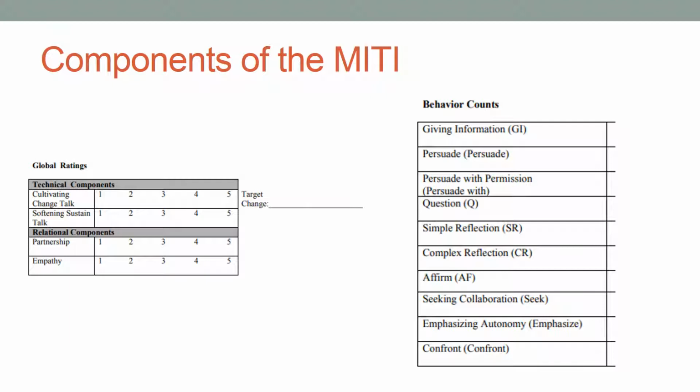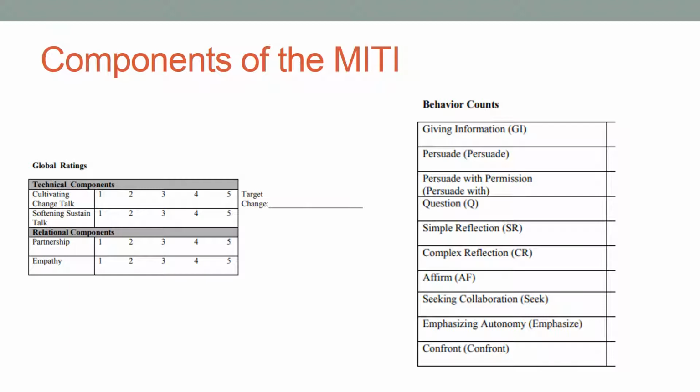So how do the global scores work? Well, global scores are intended to capture your overall impression of how well or how poorly you meet the description of the dimension being measured. And when I say dimension, I mean one of those four different components: cultivating change talk, softening sustained talk, partnership and empathy. So the global scores are like a holistic evaluation of your skills without paying very close attention to the micro skills of MI, which is what the behaviour counts does. So the global ratings are more about your macro impression of the 20-minute segment.